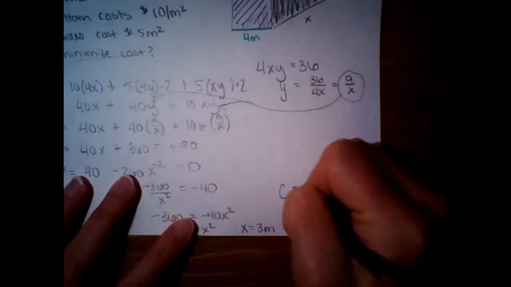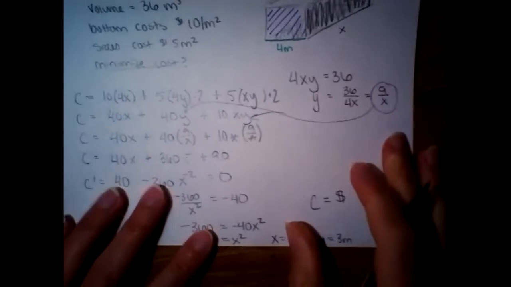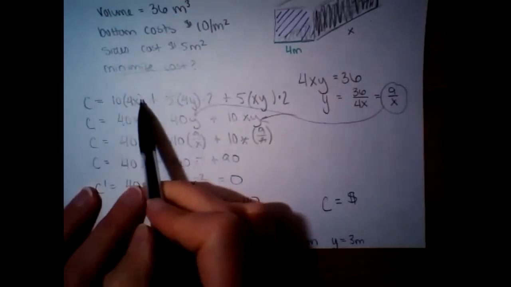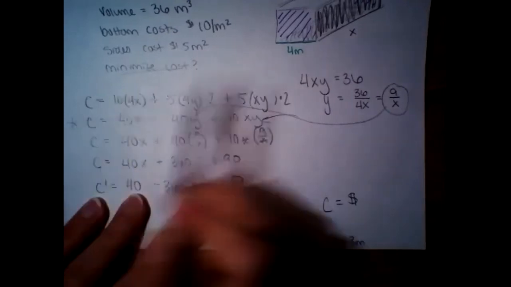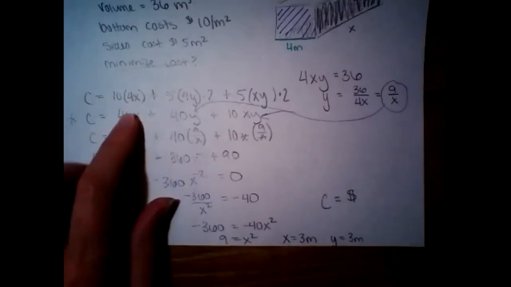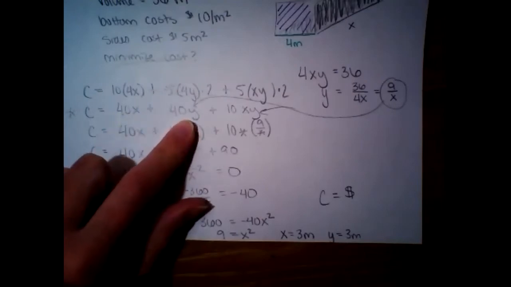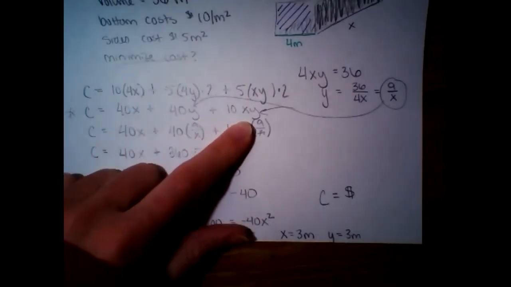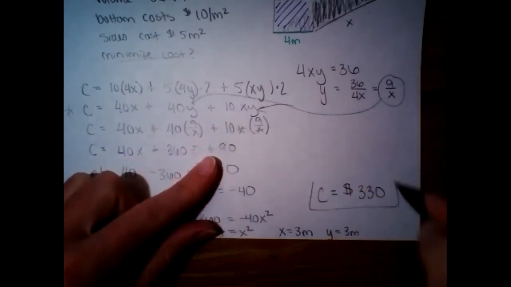And then we want the cost. We want to know how many dollars, cash money, this is going to cost. So I'm going to go back to this original equation here. Or I guess we can use the more simplified one. Let's use this one because it's a little bit more simplified. I'm going to plug in 3 for x and y. So let's see. 40 times 3, that would be 120. Plus 40 times 3 would be another 120. Plus 10 times 3 times 3, that would be 90. And so I just added all that up. $330 is how much this tank is going to cost.